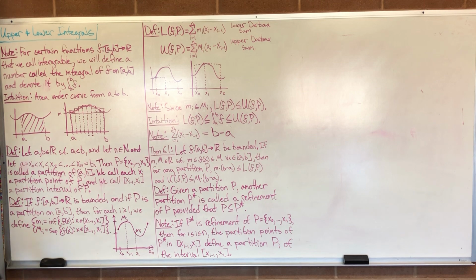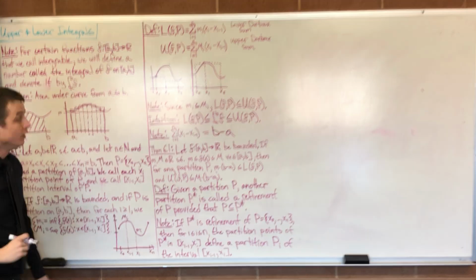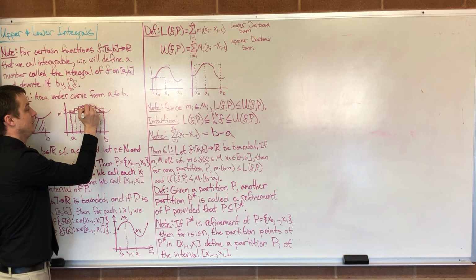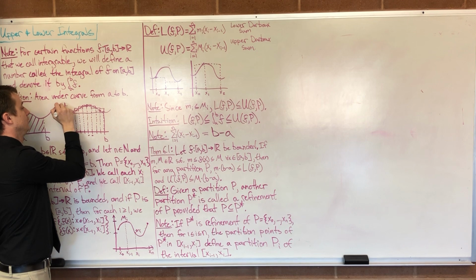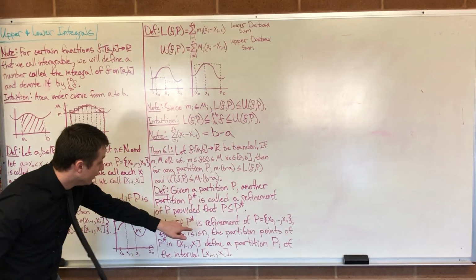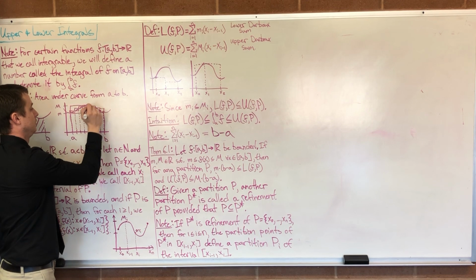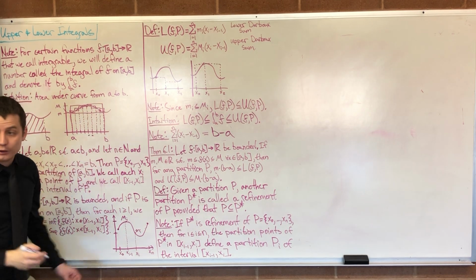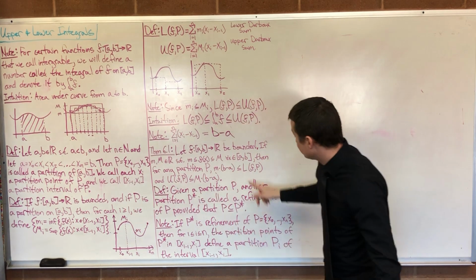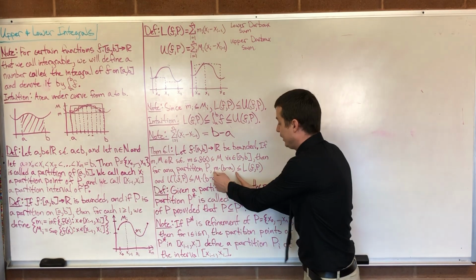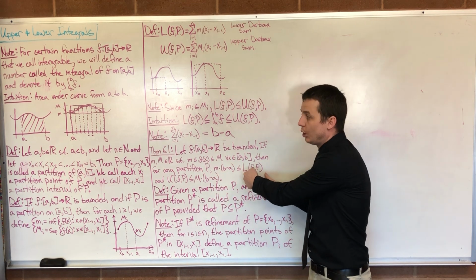And big M is greater than or equal to the value the function reaches anywhere on here. So big M might be this rectangle, or big M might be this point. And then m times b minus a gives you the area of this rectangle. So now notice what we're saying here. When you use little m times b minus a, that area is always less than or equal to the area a lower Darboux sum gives you.